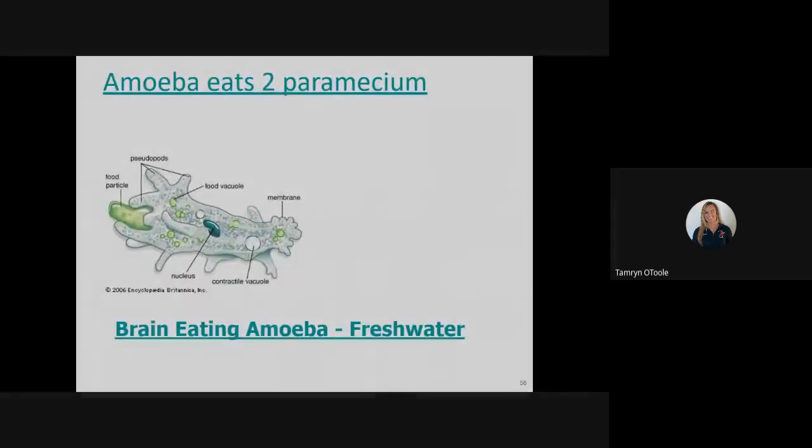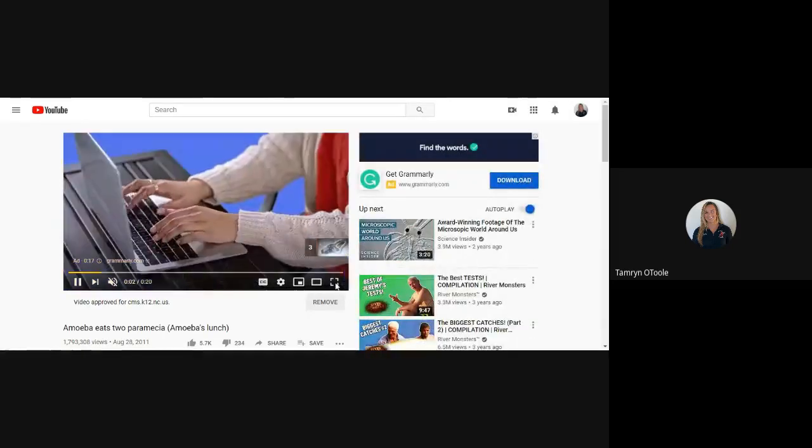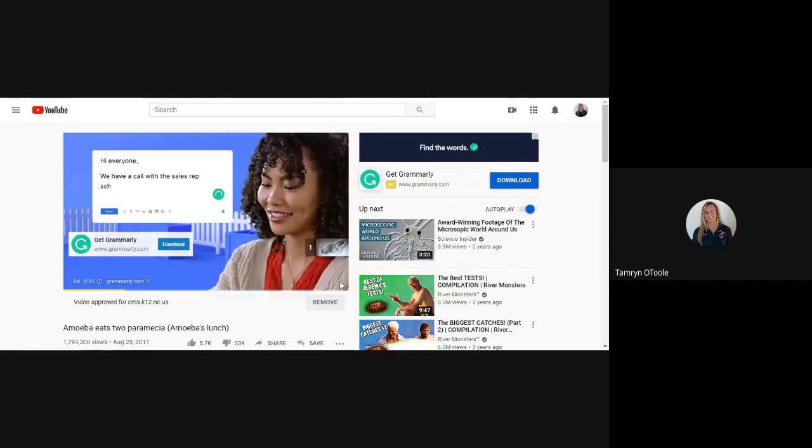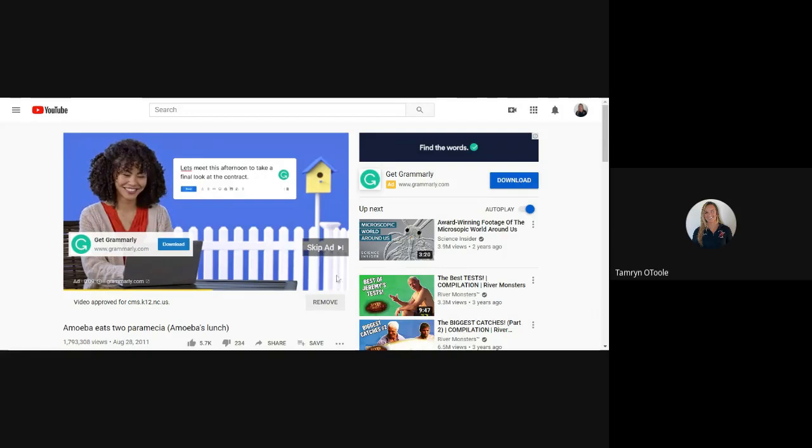Actually, I'm going to show you all this clip, mainly because your second video is super short. But I want to show you what an amoeba in action looks like eating a paramecium. So paramecium is something that is referred to as a ciliate, and we'll talk about that next. Okay, click. I don't want to, oh man.